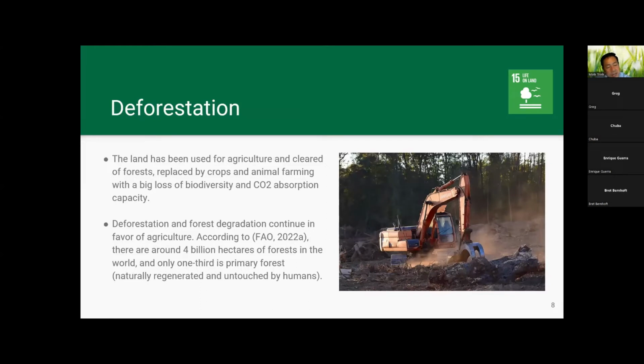As we said, land has been used for agriculture, cleared of forests, and replaced by crops and animal farming. So there is a big loss of biodiversity, but also of CO2 absorption capacity. Deforestation and forest degradation continue in favor of agriculture. According to the FAO, there are around 4 billion hectares of forest in the world. Only 1/3 is primary forest, meaning untouched by humans. So 2/3 are already touched and exploited by humans.